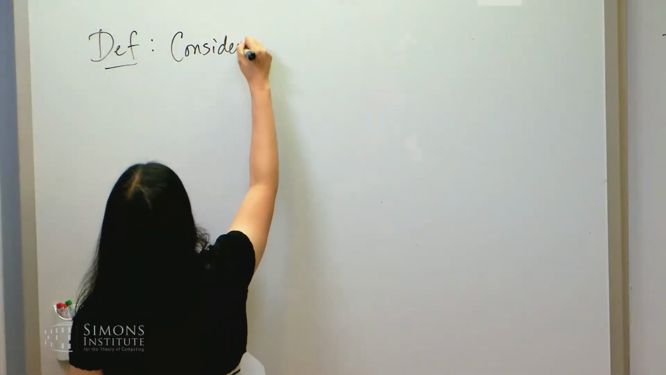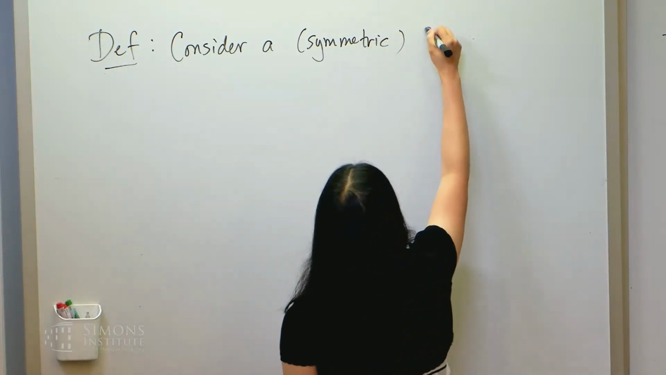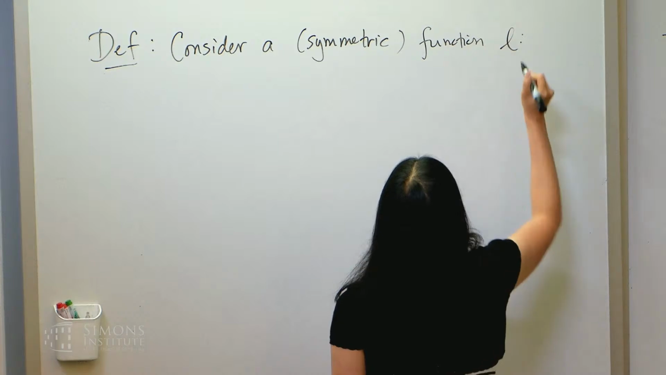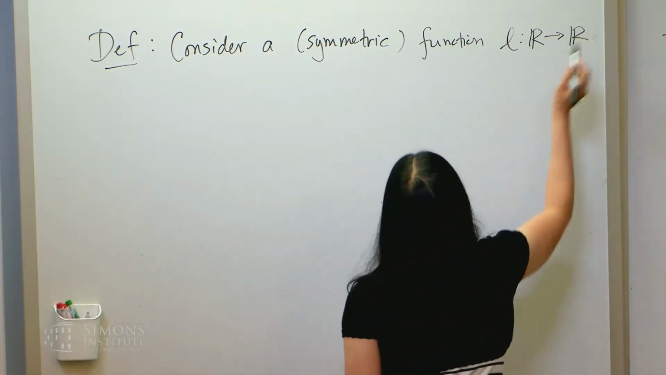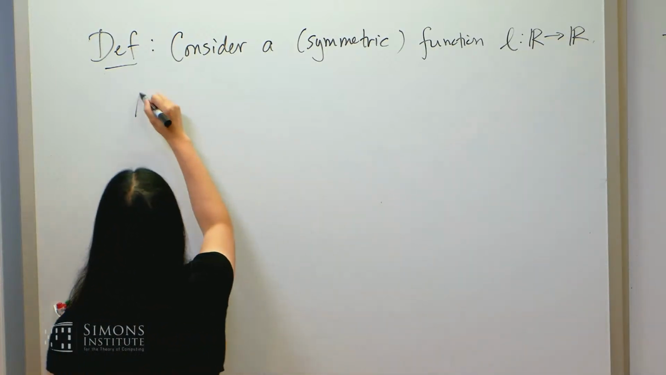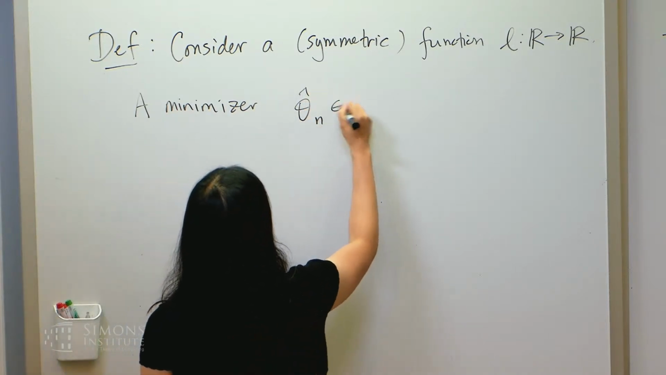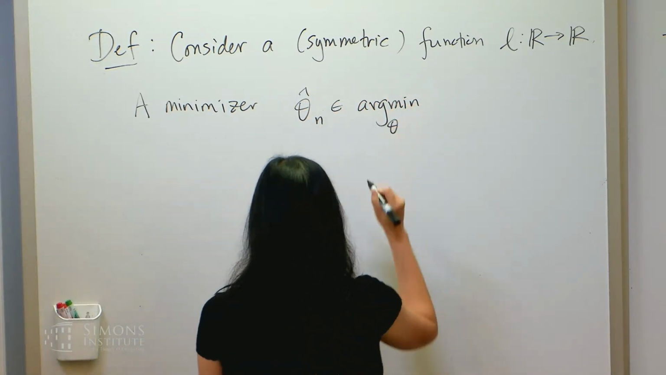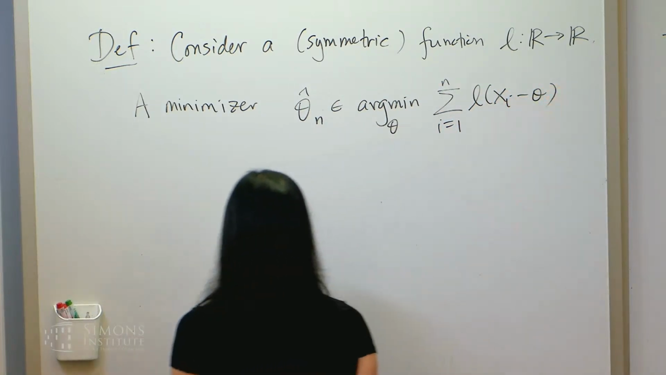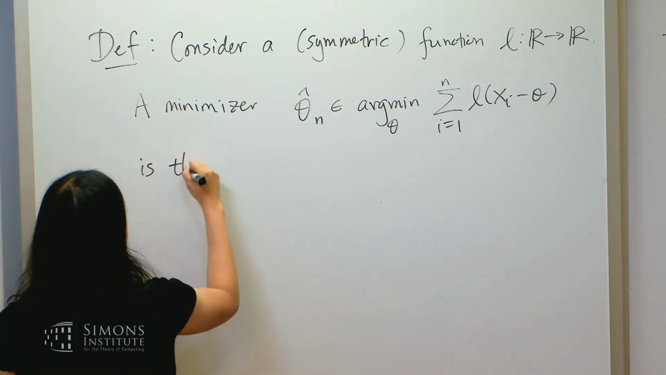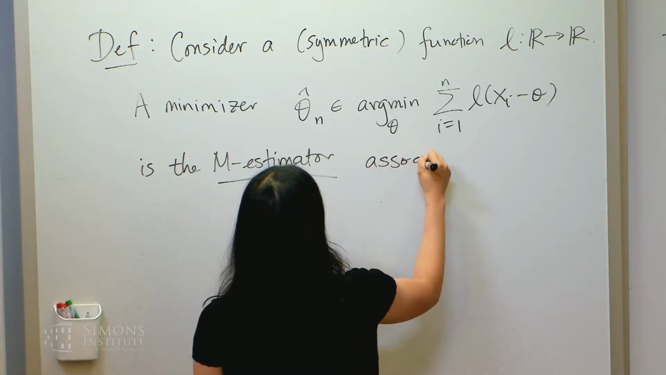Consider a loss function L, and for the purpose of what I'll talk about next, we'll make it symmetric. Since we're in one dimension, the loss functions are just going to be univariate. And a minimizer, which we'll denote by theta hat n, which is in the arg min over theta of the sum i from 1 to n of L of xi minus theta, is the M-estimator associated with L.